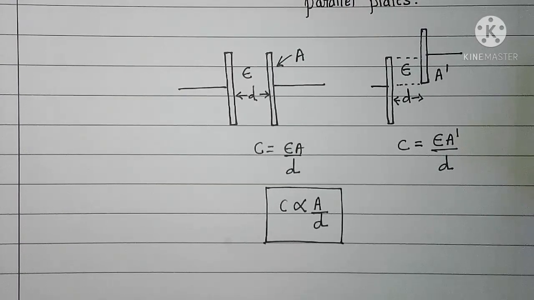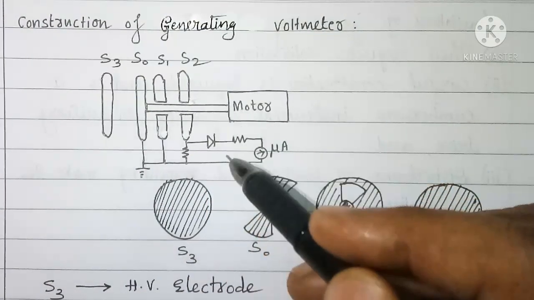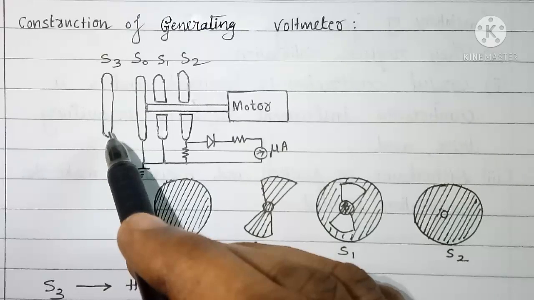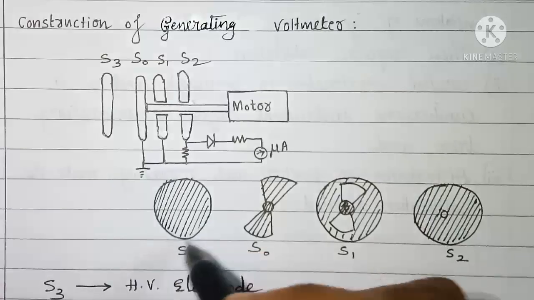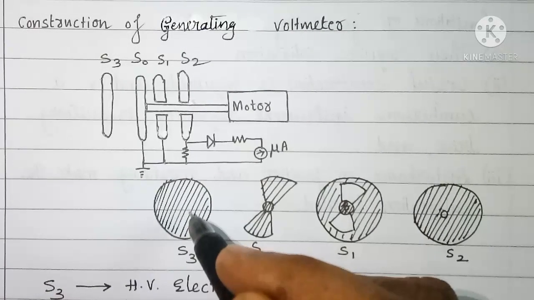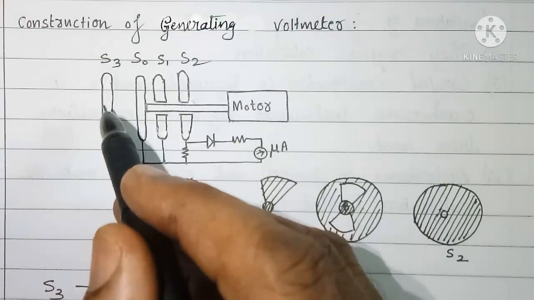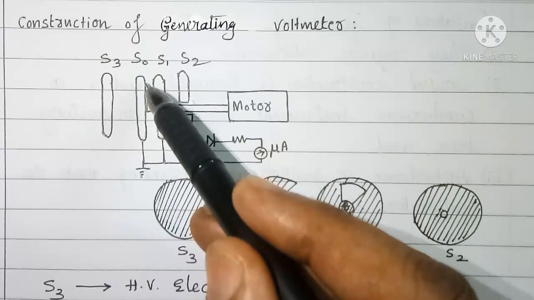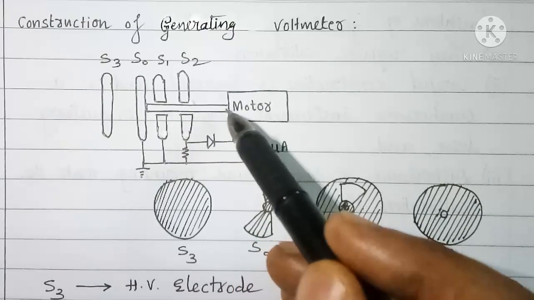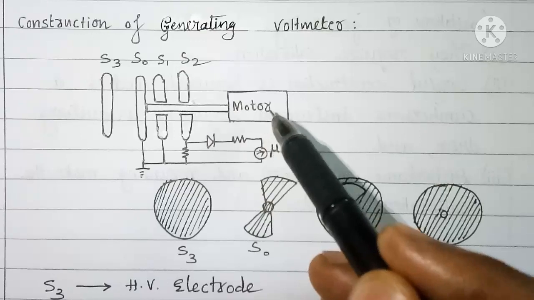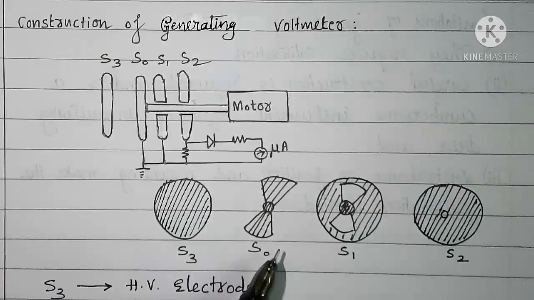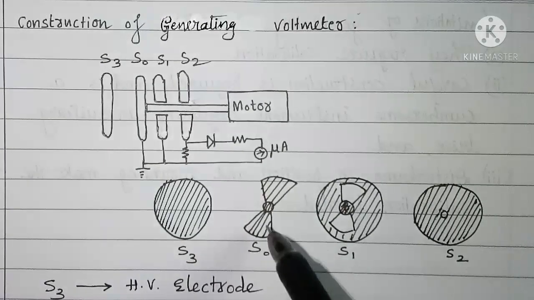Next, we will study the construction of generating voltmeter. Here what you see is the constructional diagram of generating voltmeter. S3 is a fixed electrode which is a circular disc. This disc is stationary. To S3, high voltage is applied. S0 is a rotating type electrode. It is connected to the constant speed motor. The motor may be synchronous motor. You can see the shape of S0 here. It is having sector like plate here.